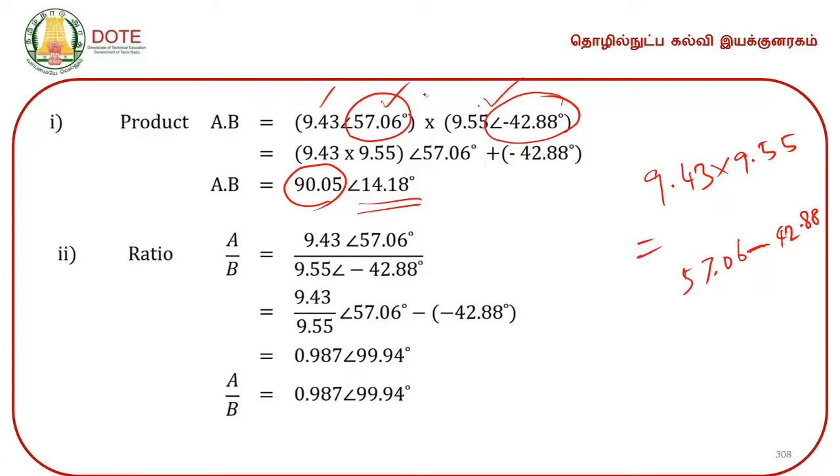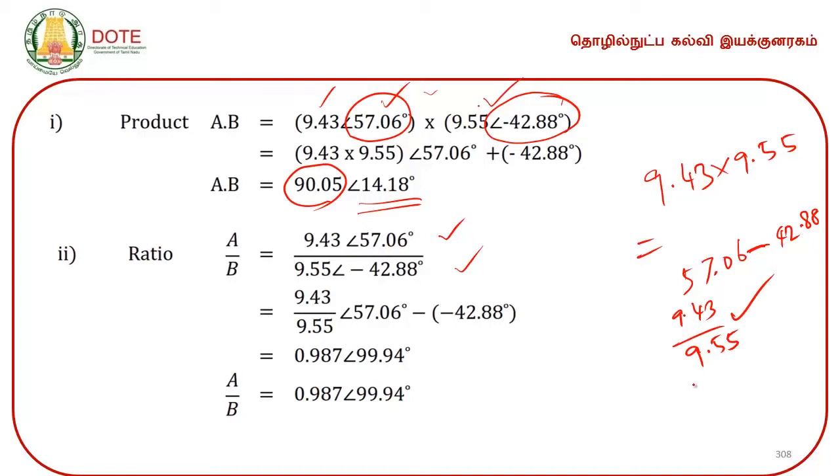Then what is the ratio? Again here you have multiplied both the quantities, here you need to divide both the polar quantities. It is 9.43 angle 57.06 divided by 9.55 angle minus 42.88. How to perform the division operation? Division can be done as such, right. So, this 9.43 divided by 9.55 can be carried out as such in the real part.